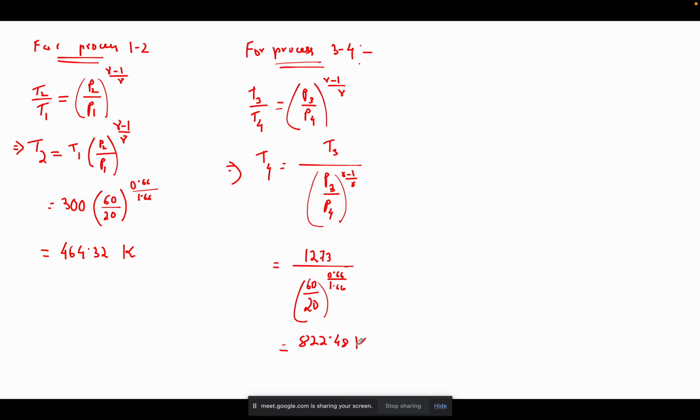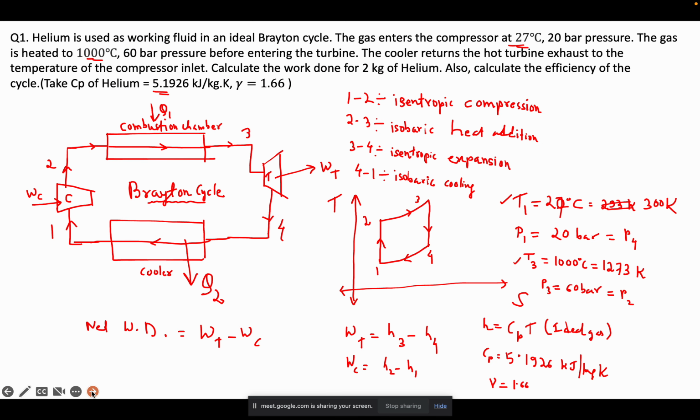So from here we got T4 as 822.48 Kelvin. Now you have T1, T2, T3 and T4. So what you can do is calculate WT, which is nothing but H3 minus H4.